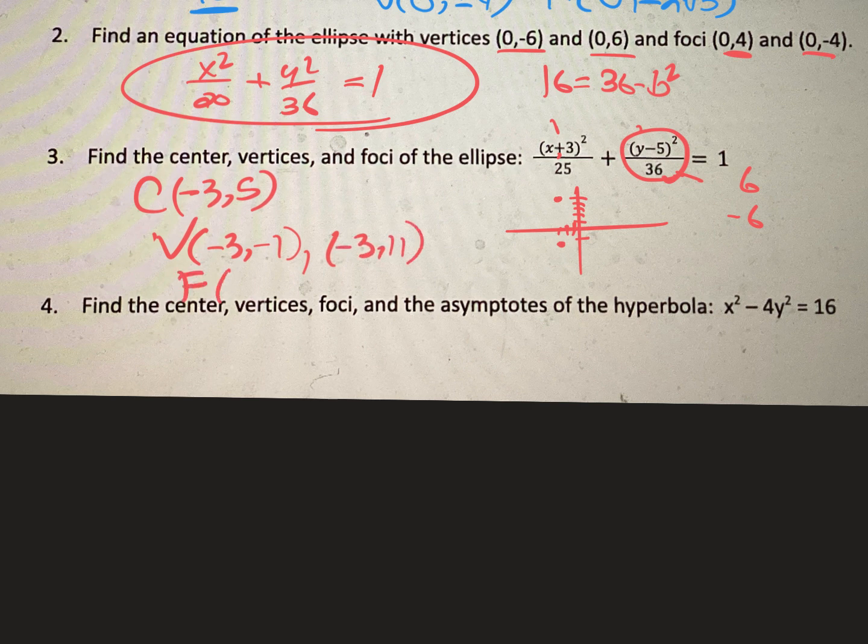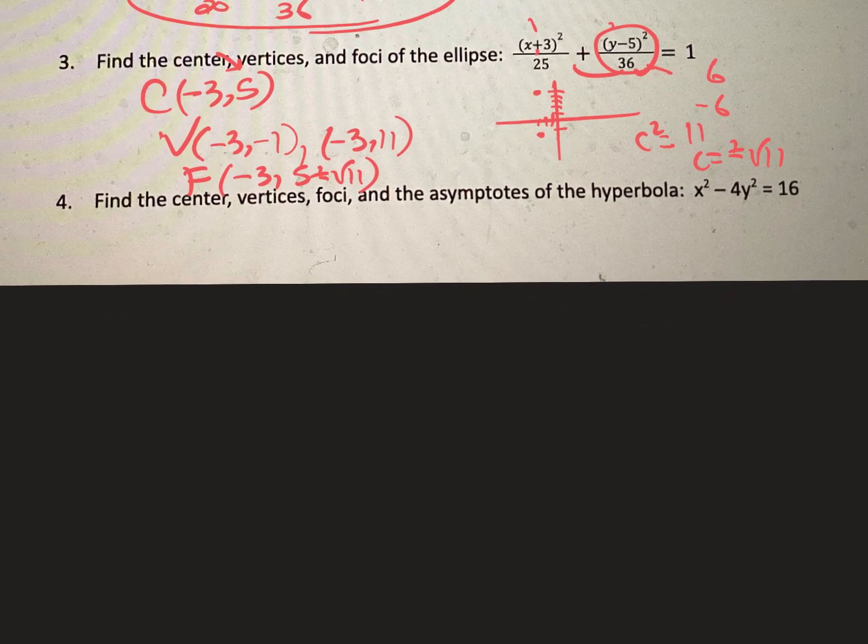Foci, again, I'm going to do c squared is a squared minus b squared. 36 minus 25 is 11. Take the square root, it's plus or minus square root of 11. Again, that goes on the major, so you add it to the major part of your center. The major part of the center is 5, so I'm going to go negative 3, 5 plus or minus square root of 11. And there you have it.